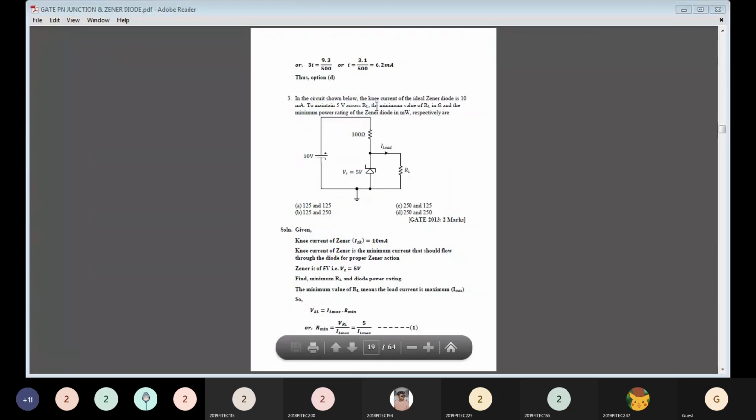In the circuit shown below, the knee current of the ideal Zener diode is 10 milliampere. To maintain 5 volt across R1, the minimum value of RL in ohm and the minimum power rating of the Zener diode in milliwatt respectively are. So the knee current of the Zener diode given in the data is 10 milliampere. Knee current of Zener is the maximum current that should flow through the diode for proper Zener action. The Zener has been given with the voltage of 5 volt, Vz is equal to 5 volt. Find minimum RL and diode power rating.